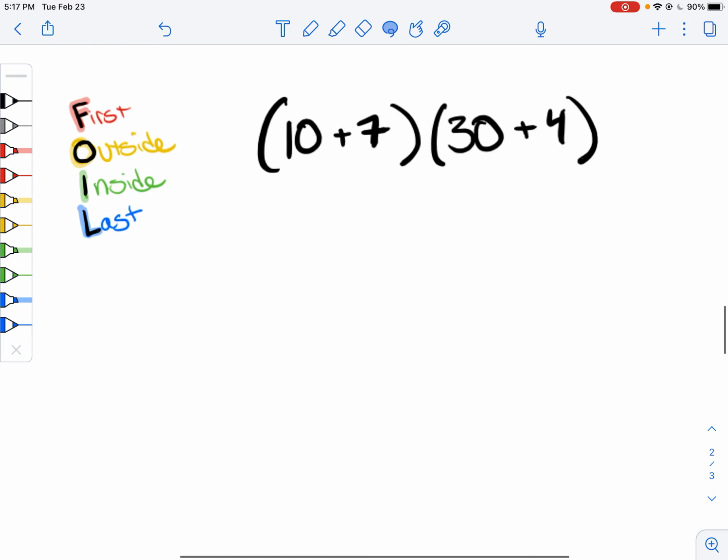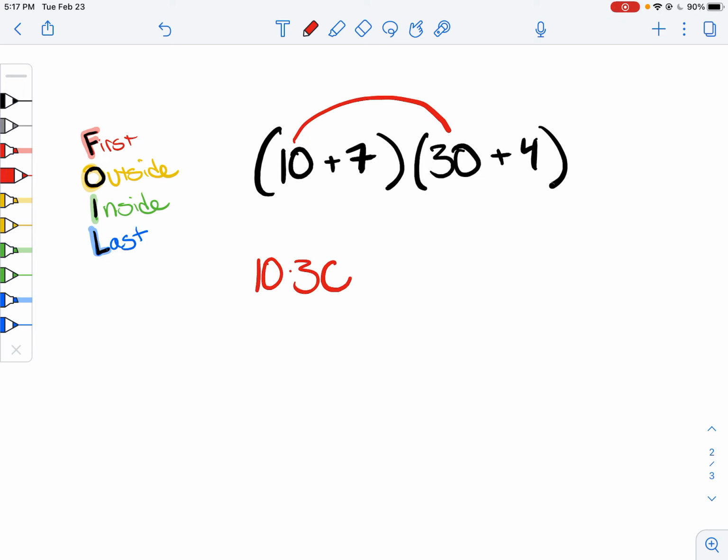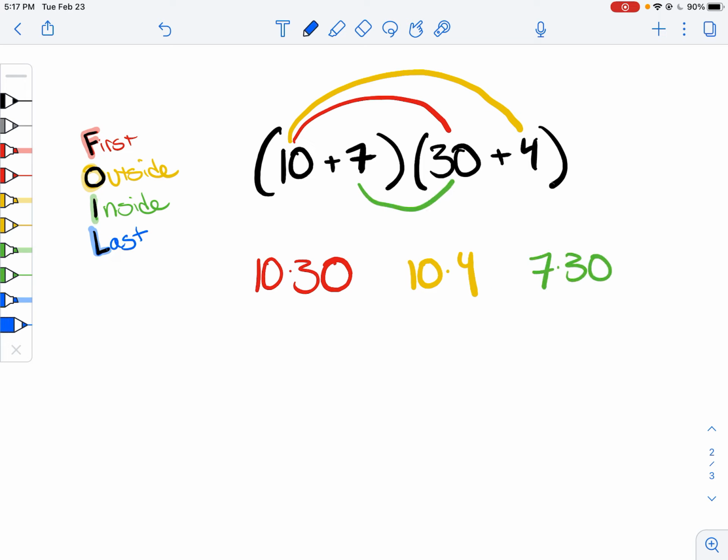Okay, so let's multiply our first two numbers together. That gives us 10 times 30. And then let's multiply our outside numbers together, giving us 10 times 4. And then we've got our inside numbers together, 7 times 30. And finally our last numbers together, 7 times 4.